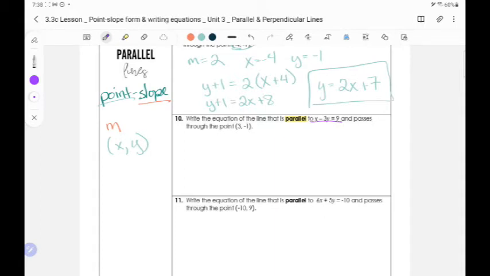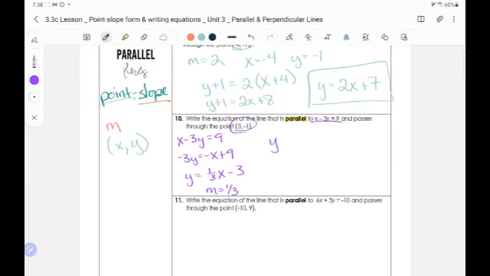Do you remember how to get the slope here? This is in standard form. Remember what we said? When it's in standard form, we get y by itself. So I've got -3y equals -x plus 9. Divide everything by -3, and I get 1/3 x minus 9 divided by 3 is 3. So what's my slope? M equals 1/3. So now I have a point and I have the slope.